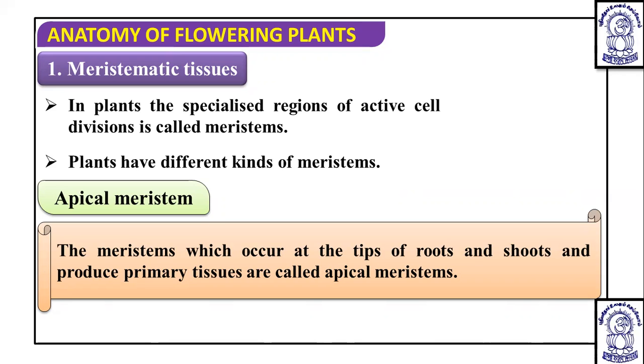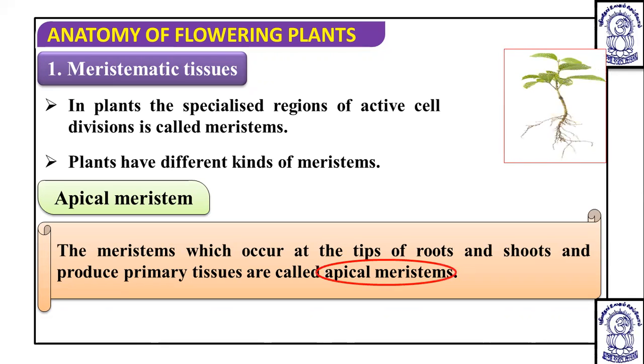The apical meristem, if we talk, is the meristem which occurs at the tip of root and shoot and produces primary tissues. The meristem which is located at the tip of root or the tip of shoot is going to give rise to the primary permanent tissue, meaning parenchyma, collenchyma, and sclerenchyma. Then this meristematic tissue is known as apical meristem. These are divided based on the position. We remember apical meristem, intercalary, and lateral meristem are divided based on the position.